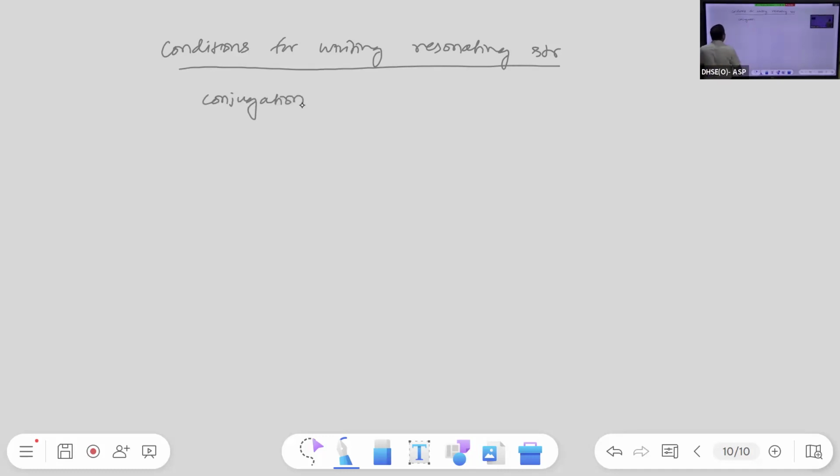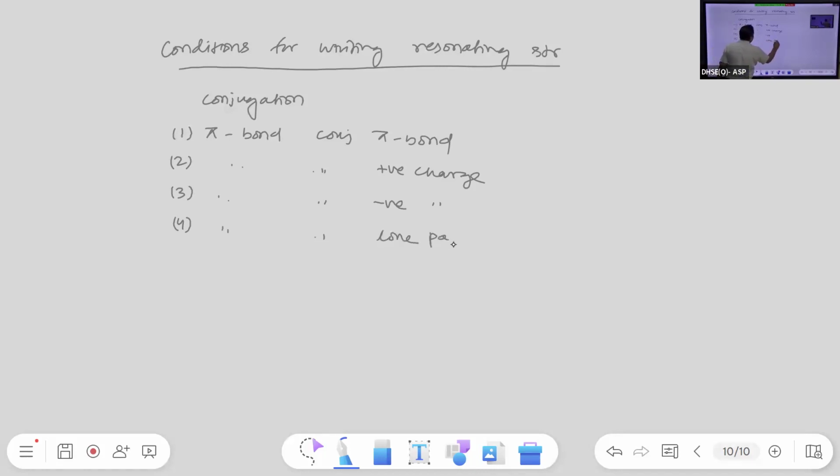Students, are you getting that the condition for writing resonating structures is conjugation? So which type of conjugation? Now remember, pi bond in conjugation with pi bond. Pi bond in conjugation with positive charge. Pi bond in conjugation with negative charge. Pi bond in conjugation with lone pair.